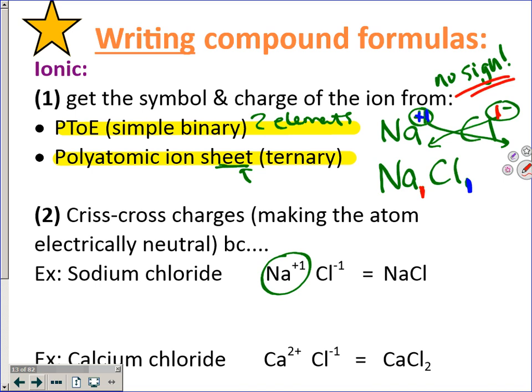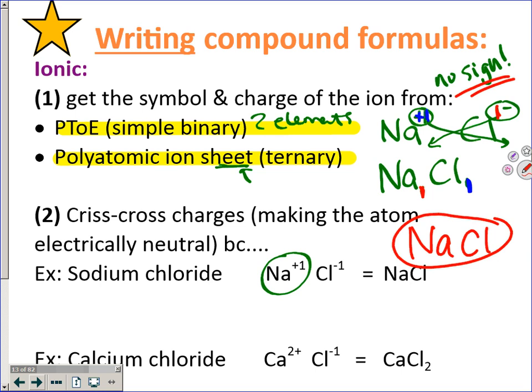Now, what do we normally do with the 1s when they're written here? We just leave them out. We just don't write them, so we write it as NaCl. But you're assuming that the omission of a number means that it's actually a 1. So that's what we're doing. We're crisscrossing charges. And I started with a very simple one because we all know sodium chloride.